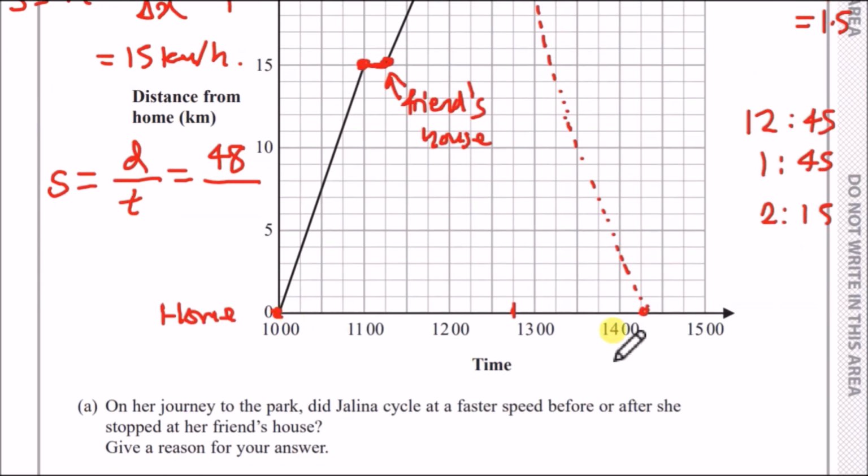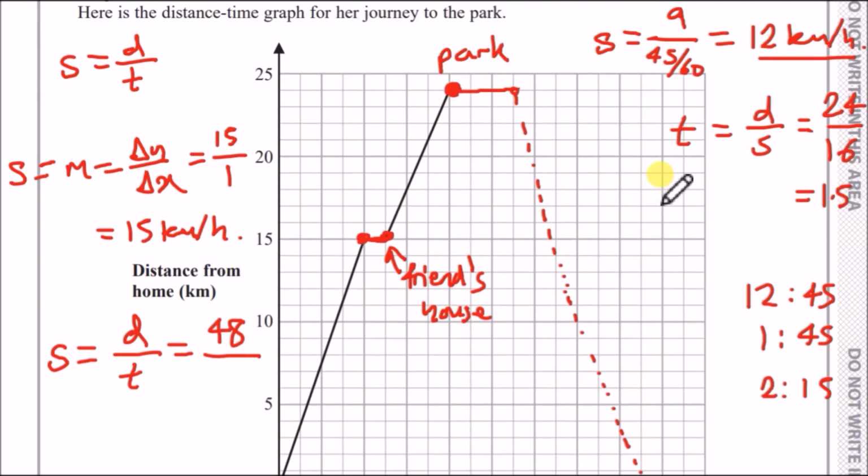So that's about 4 hours and 15 minutes. So that's basically 4 plus 15 over 60, yeah? However, we need to remove the times that she didn't move.